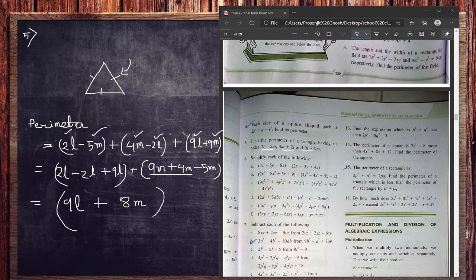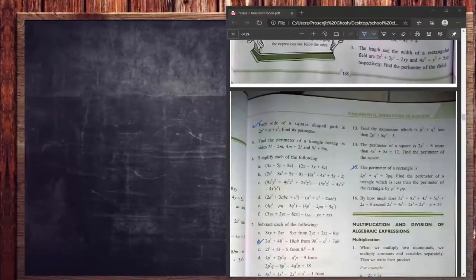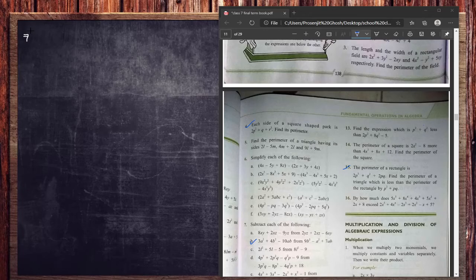Is there any further work? No, because these two are not the same variables, so we can't do any further work over here. So I think the idea is quite completed right now. And remember, perimeter is adding all the sides of the given shape. Moving to 7 part B. What is that? You have to subtract. No big issue with that.